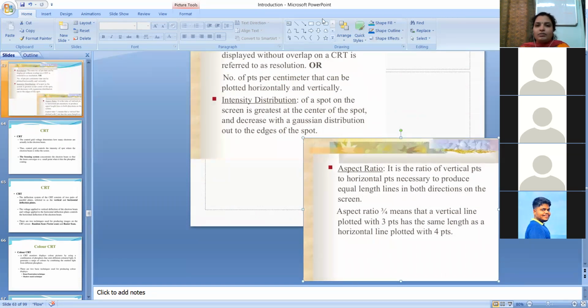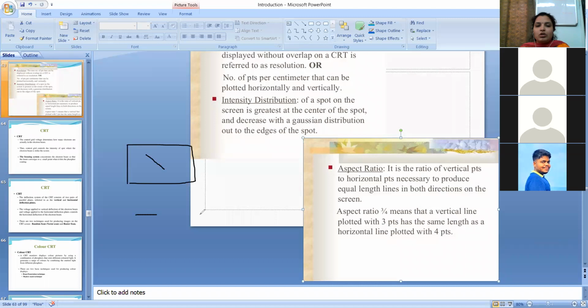What is the meaning of it? Whenever I am going to display any image, suppose I want to draw this line. So on this cathode ray tube, it is getting displayed here. This line will strike here, and it will draw the line from this point to this point, suppose. So it will go on striking the pixels which are along this path.